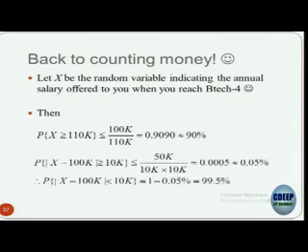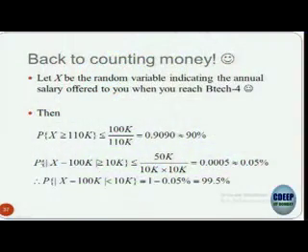So clearly, the first part, that x is greater than or equal to 110k, comes from Markov's inequality. So the probability of this event occurring is less than or equal to 100k, which is the expected value, divided by 110k. So that is about 90%. So the probability of this happening is less than 90%. Any questions or comments?